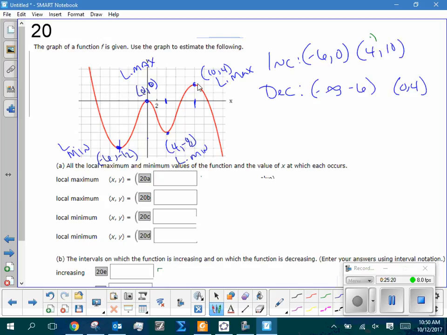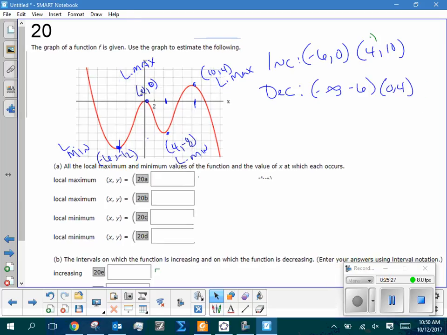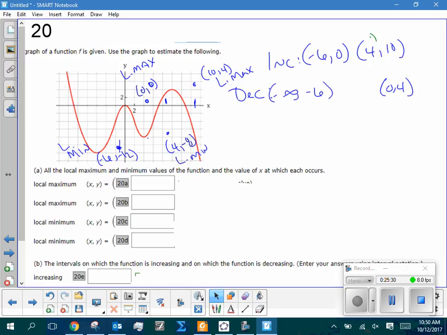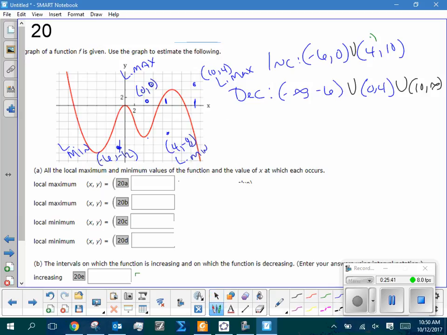And then 10 to infinity. Let's see here. From 10 to infinity, we are going back down. Y values are getting smaller and smaller, so we're decreasing. And then we just want to union these things. I think even on the website you can put commas in. But that's the logic, that's the idea behind this type of problem: to find your local maximums and minimums. They're the transition points for increasing and decreasing.